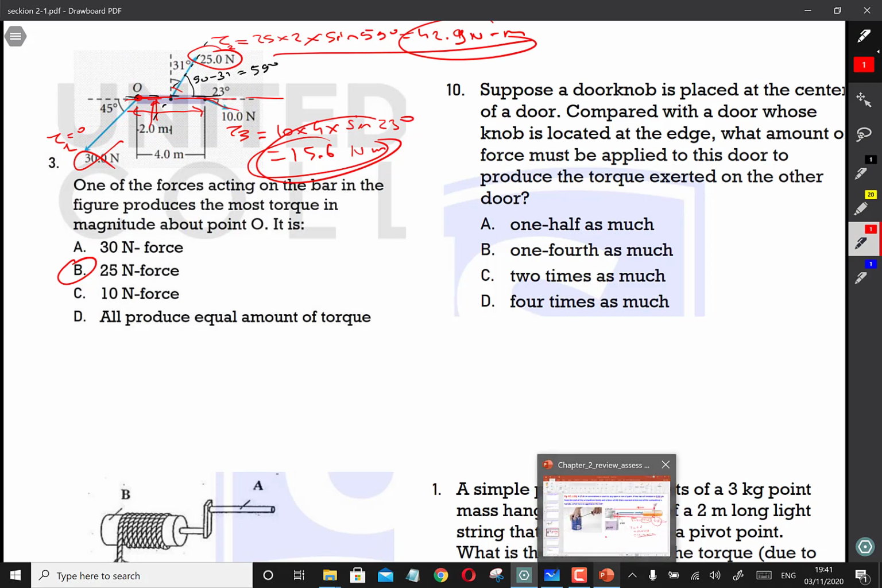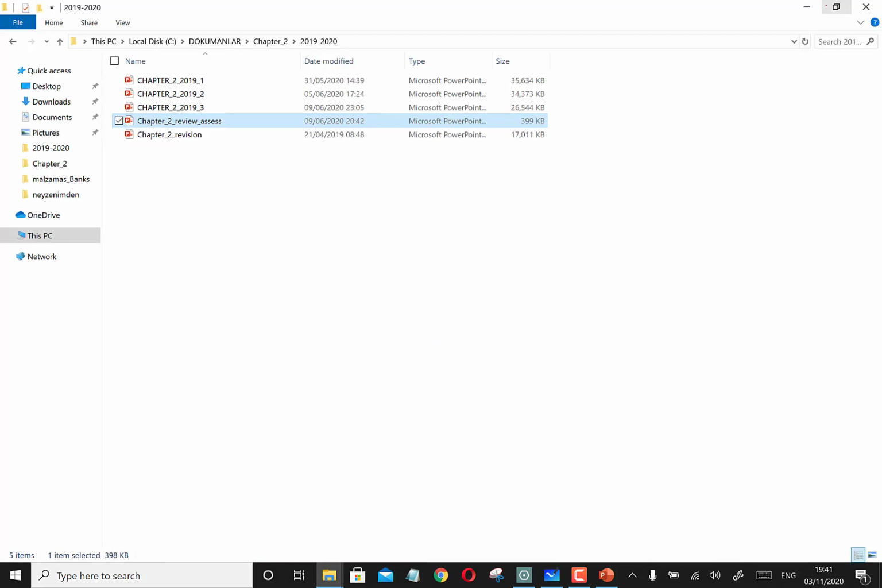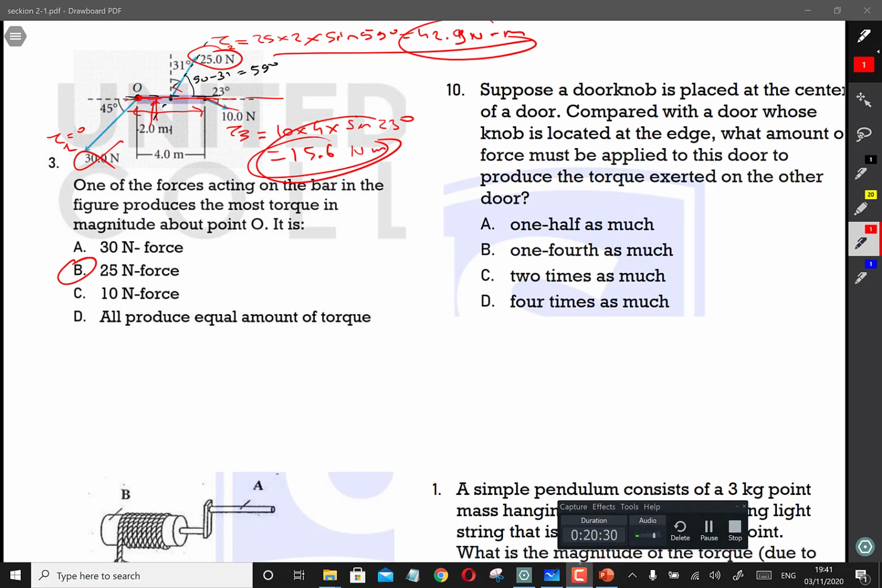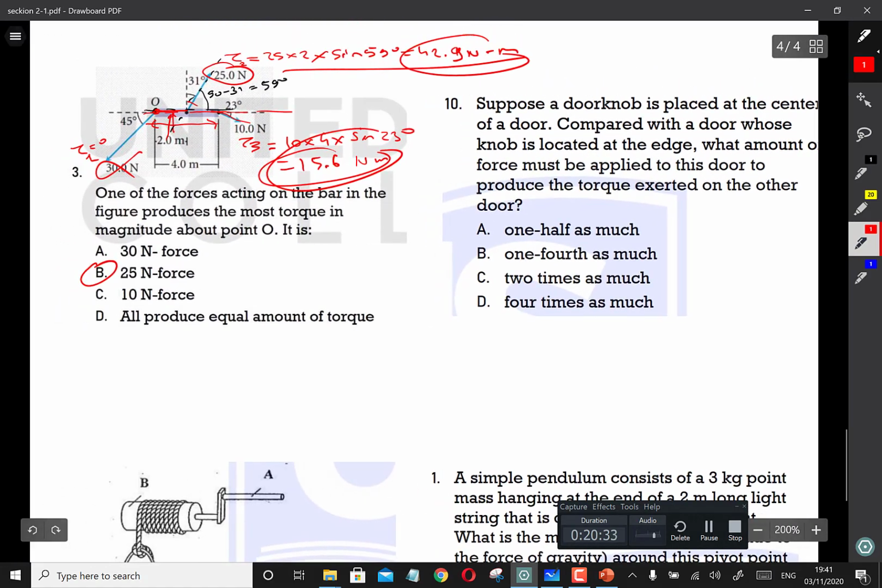Next one is question number 10. Suppose a doorknob is placed at the center of a door. Compare with the door whose knob is located at the edge. What amount of force must be applied to this door to produce the torque exerted on the other door? So, I mean, there are two doors. Let's draw them. This is one door. They're identical doors. But in one door, the knob is located in the middle. It says at the center of the door, right here, middle.